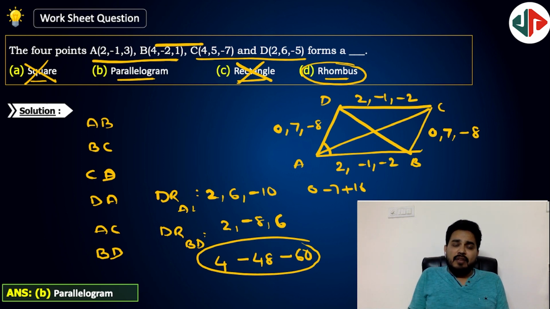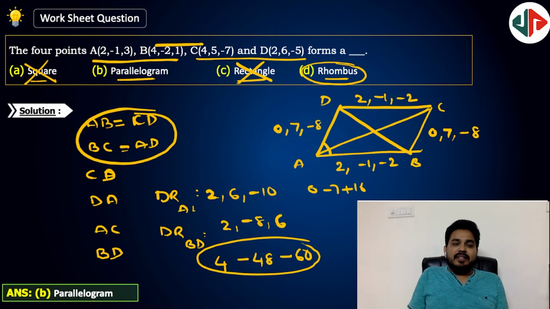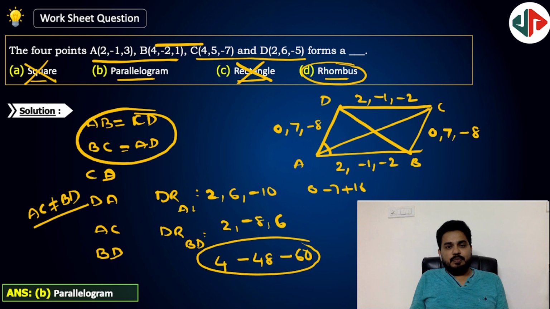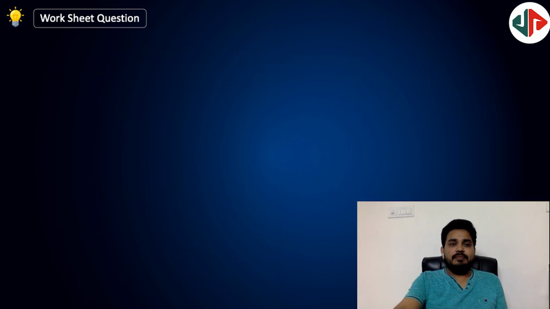To prove a parallelogram is very simple. AB will be equal to CD, and BC is equal to AD for a parallelogram. Then AC is not equal to BD. This we can also prove. But when you are proving this, there is a chance of getting a rectangle also. No, in a rectangle diagonals are equal. So directly we can say parallelogram.